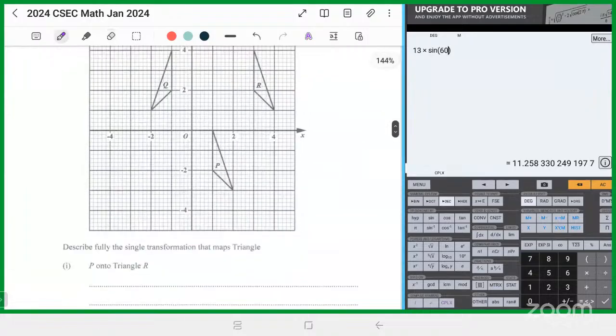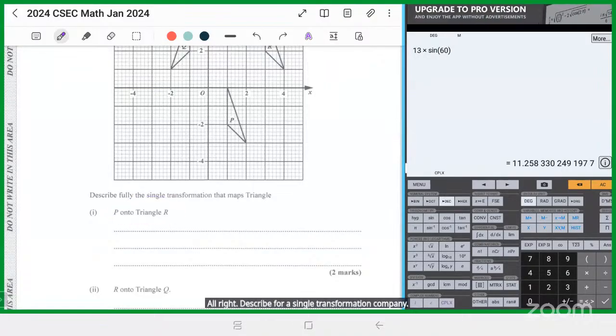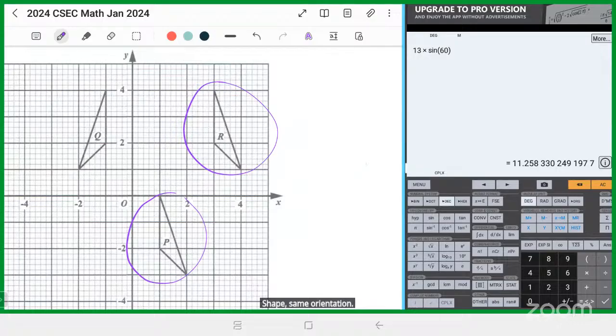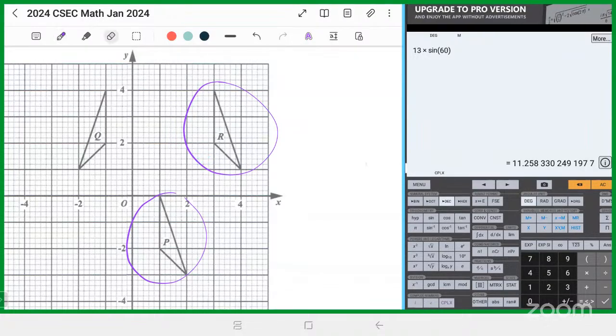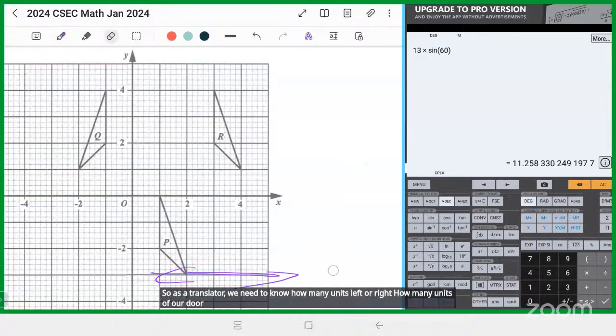All right. Question says, describe fully the single transformation mapping E onto R. What transformation is it? Clearly, this and this have the same size, same shape, same orientation, same everything except position. Only the position has changed. You have a translation. To describe the translation, we need to know how many units left or right and how many units up or down.